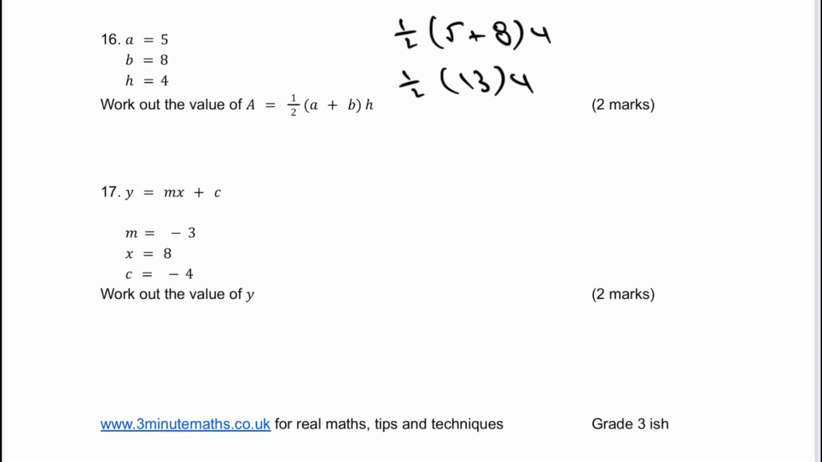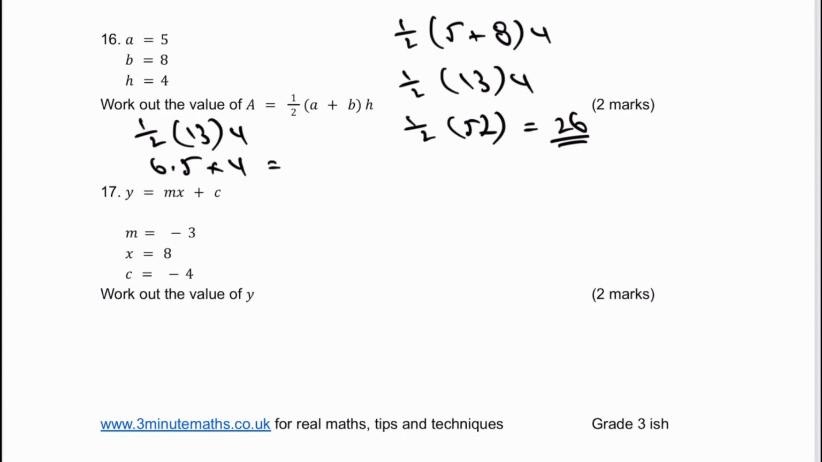So I've got 13 times 4, which is going to give me 52, and then a half of that, so my answer is going to equal 26. However, if you prefer, there's absolutely nothing wrong with saying, well, I'm going to do a half multiplied by 13 multiplied by 4, which is a half times 13 is 6.5, times 4. That will also give you an answer of 26. It's absolutely fine if you prefer to do it that way around.